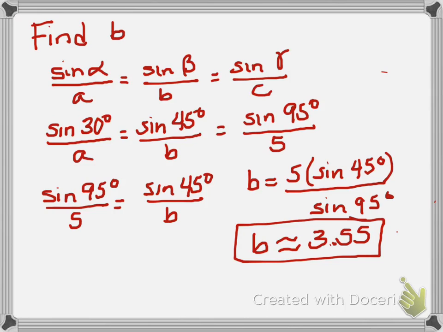So I set up my proportion to solve for B. I have sine of 95 degrees over 5, because both of those values are given, and that is equal to the sine of 45 degrees over B. So then I solve for B.